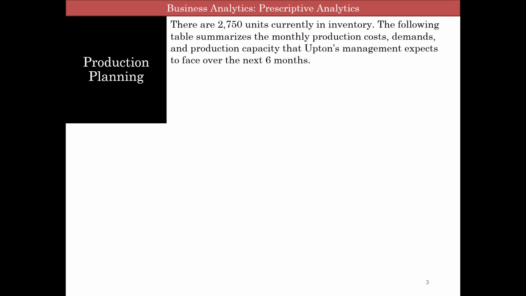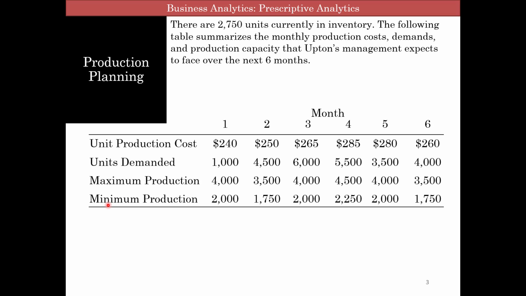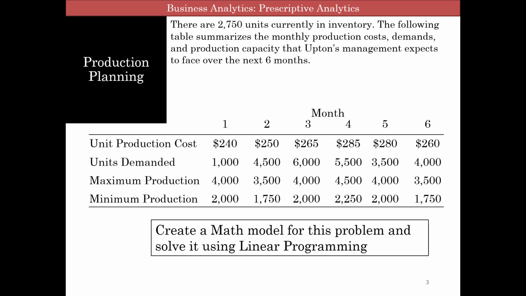So there are currently 2,750 units in inventory. That's your beginning inventory, and here is the information given for the 6 months. Here's the production cost. Here's the demand. Here is the maximum production. And this is the minimum production, which needs to be done, which is essentially half of the maximum production capacity. So we're going to create a math model and solve it using linear programming.